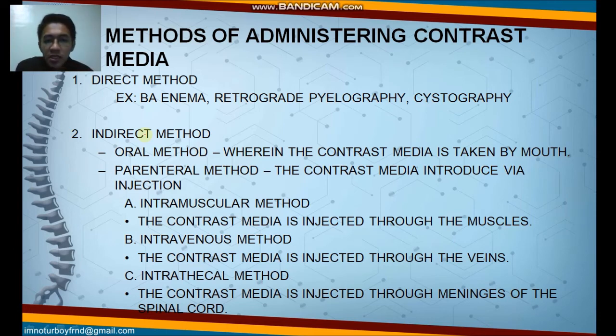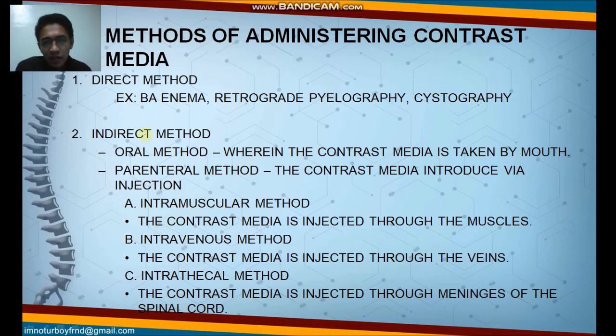Okay. So the oral method is when the contrast media is taken by mouth. Why is it indirect even if it is an oral method? For example, our target is the stomach. If the target is the stomach, we let the patient drink barium sulfate. The barium sulfate is introduced in the mouth, and then the organ of interest is the stomach. So it is indirect, because it is not the mouth that we are examining, it is the stomach. So it is indirect because the contrast material starts in the mouth, but the target organ is the stomach.